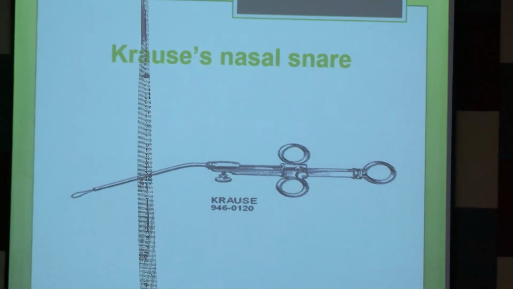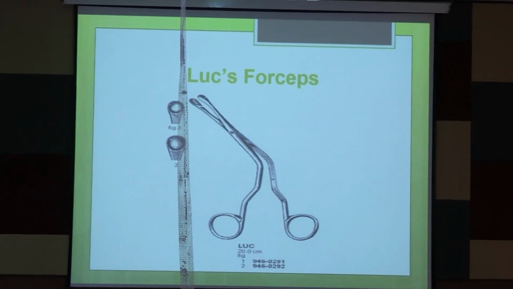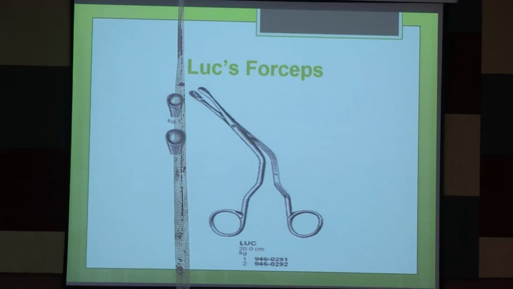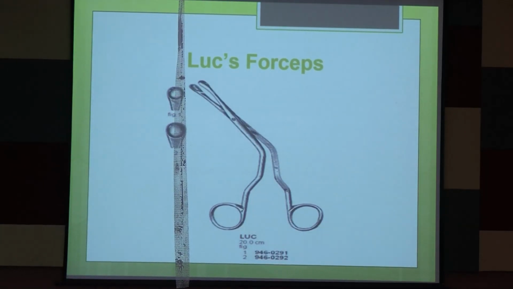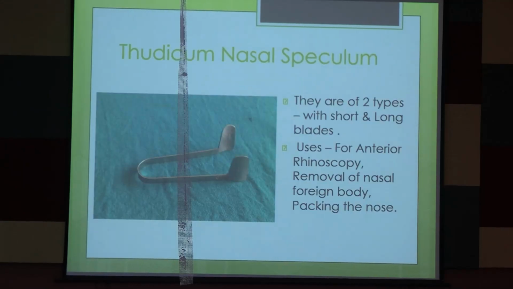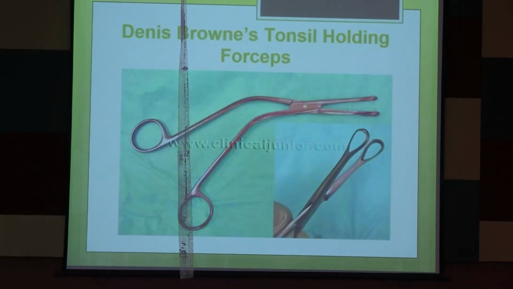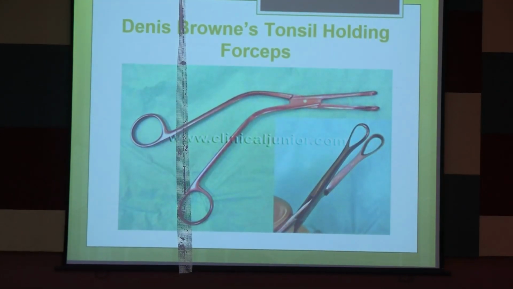Okay. This is a nasal snare. Lark's forceps. This is being confused with tonsil holding forceps. Okay. So look at the picture carefully. And I am going to the tonsil holding forceps. See the difference? What are the differences?